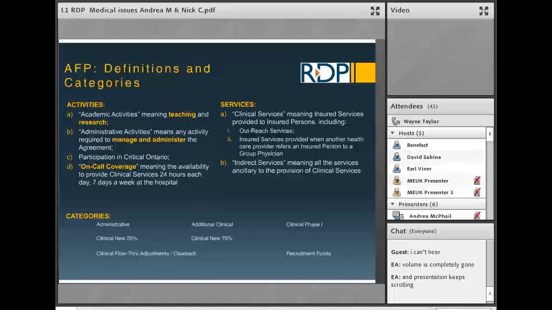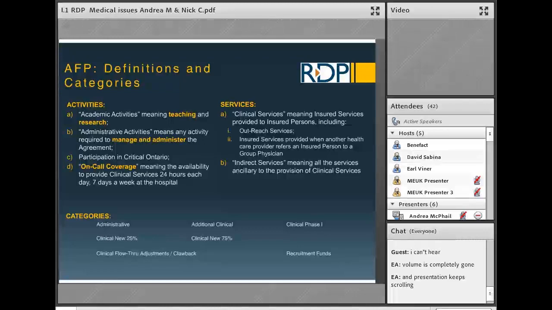On the services side, clinical services can also mean the insured services, which would be OHIP, and indirect services or any other clinical services provided. So even in the AFP agreement, it's a very broad definition of the types of activities and services that they're obligated to provide, not just narrowly the teaching and any other research.